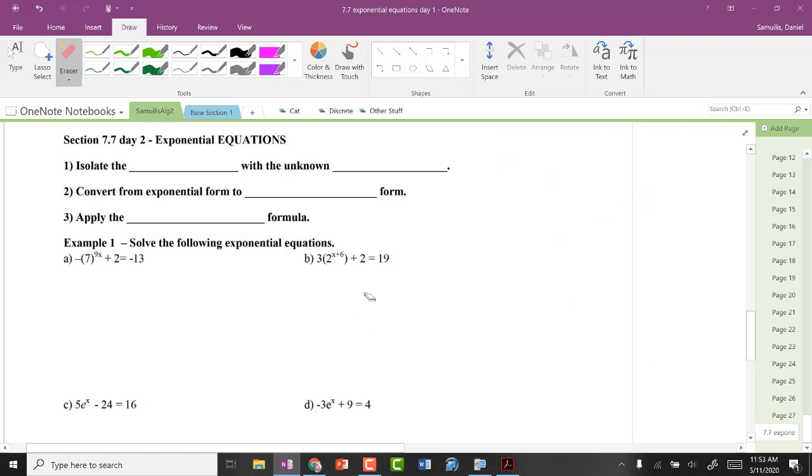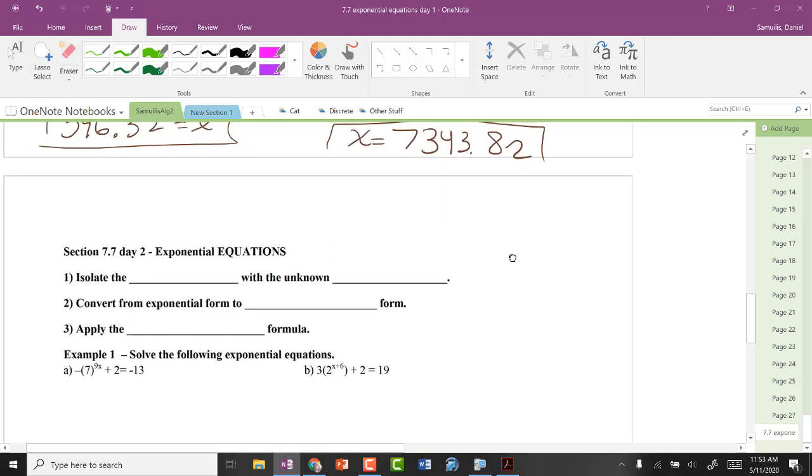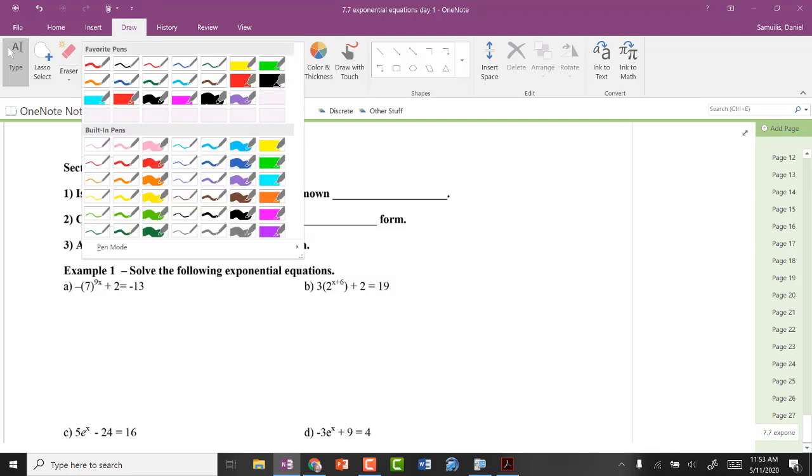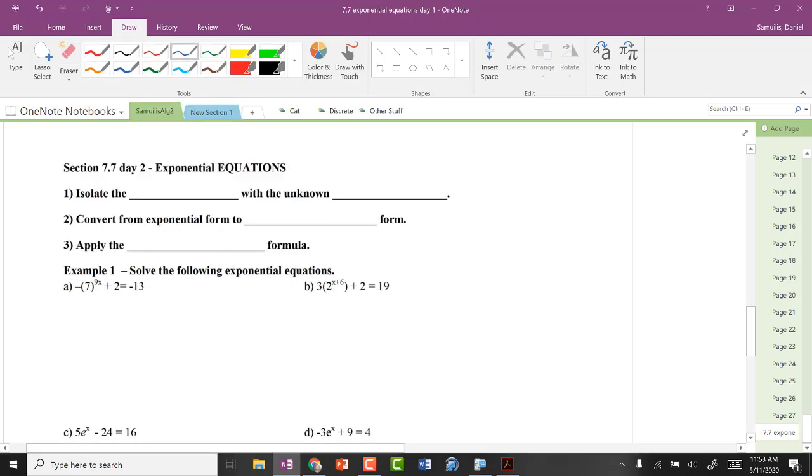It's the last lesson. Okay, so this is the second part of the sheet that was sent out to you yesterday and today. So last little bit is solving exponential equations. Woohoo! Saving the most exciting lesson for last. Okay, so first thing is when we're solving exponential equations, we need to isolate the base with the unknown exponent.